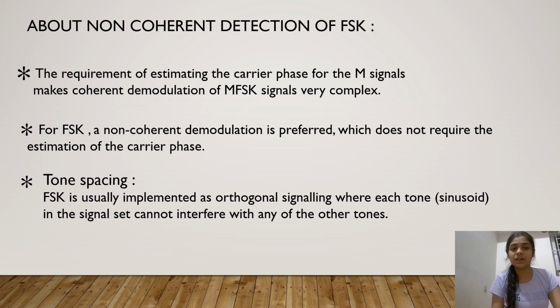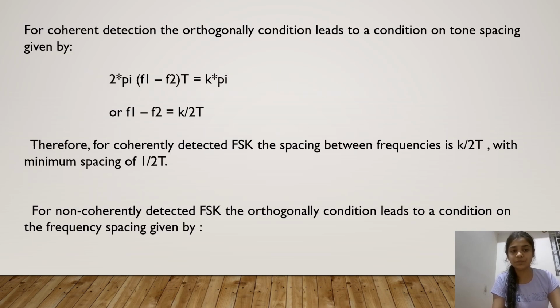Here, the requirement of estimating the carrier phase for the M signals makes coherent demodulation of MFSK signals very complex. As for FSK, a non-coherent demodulation is preferred, which does not require the estimation of carrier phase. Tone spacing: FSK is usually implemented as orthogonal signaling, where each tone, meaning sinusoid, in the signal set cannot interfere with any of the other tones.